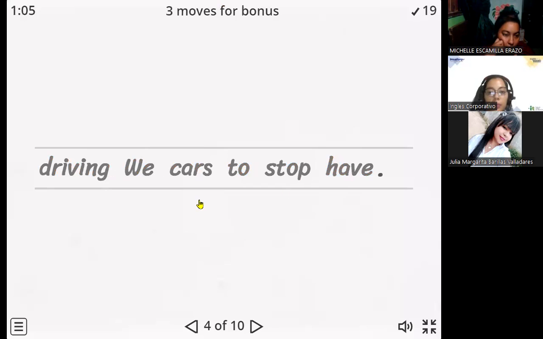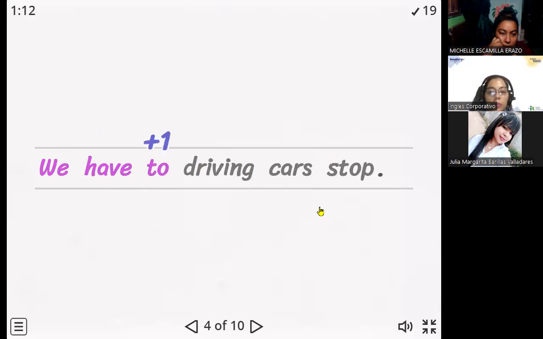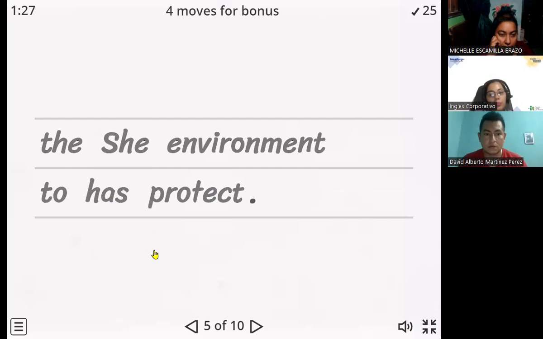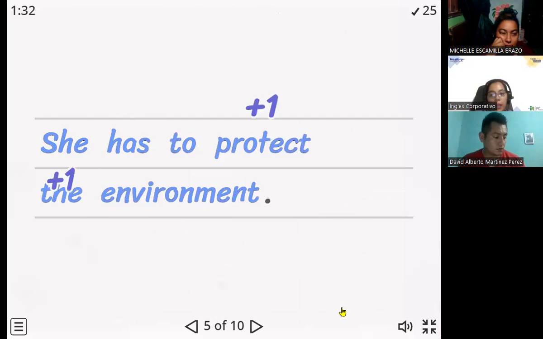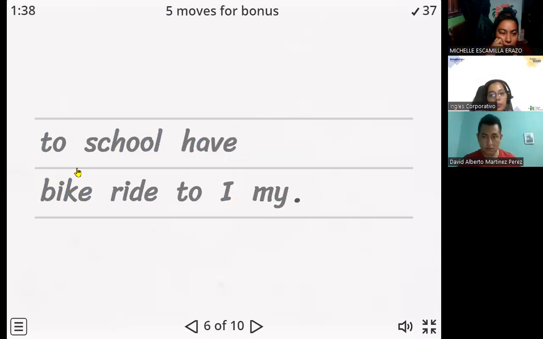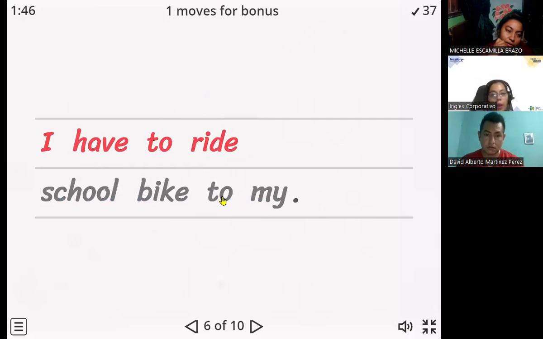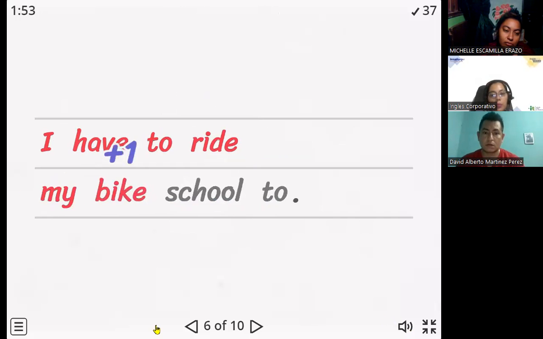Okay, this one. We have to. Driving. Driving cars. We have to stop driving cars. Excellent. What about this? She has to protect. No sé cómo se dice. The environment. Excellent. And then I have to. I have to write. I have to write to buy my school. To school. Excellent.